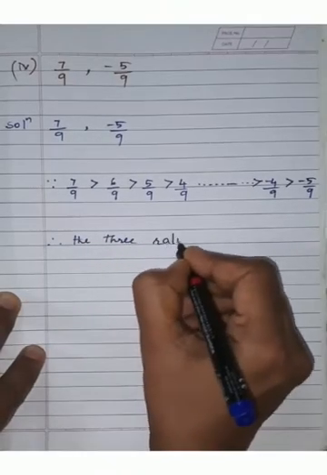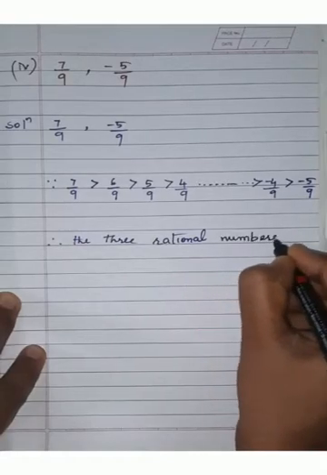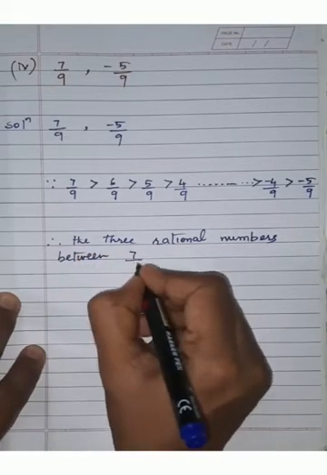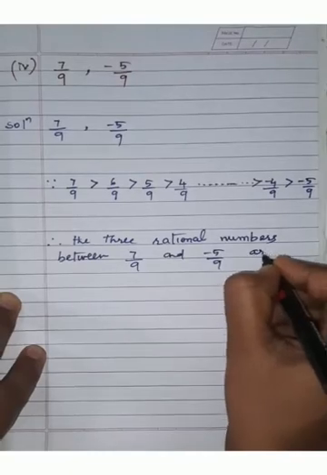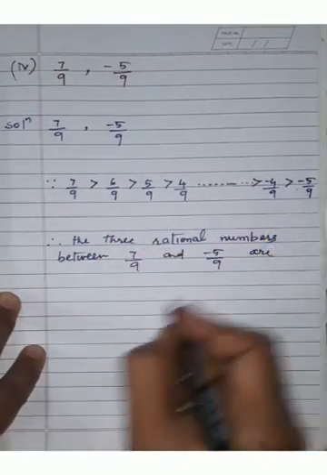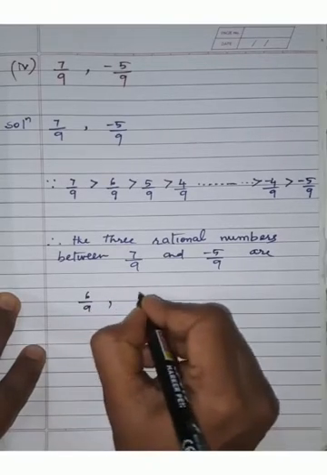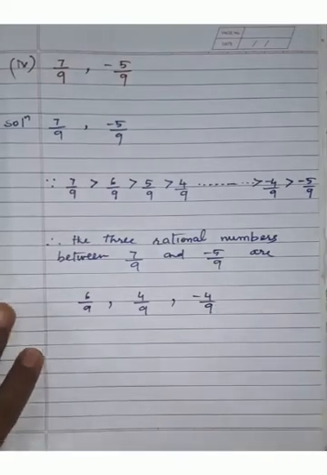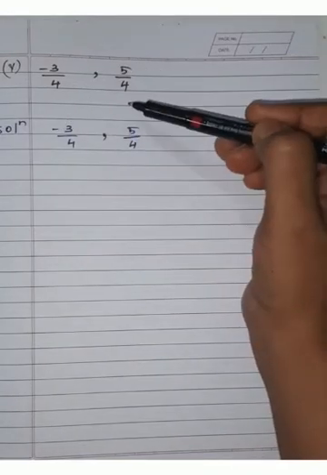Therefore, the three rational numbers between 7 upon 9 and minus 5 upon 9 are, children, you can write any three numbers. Okay, 6 upon 9, 4 upon 9, minus 4 upon 9. Is that clear? Now students, our fifth sub question is minus 3 by 4 and 5 upon 4.